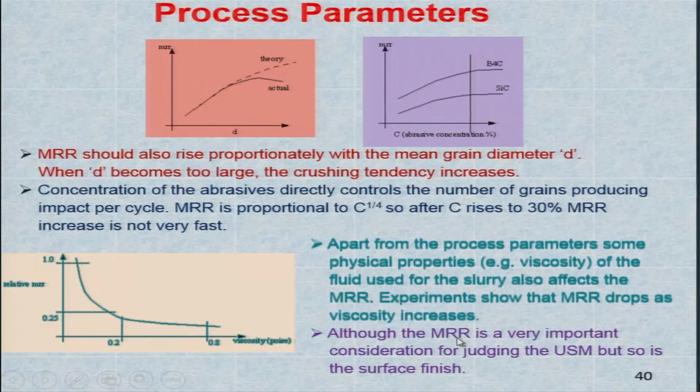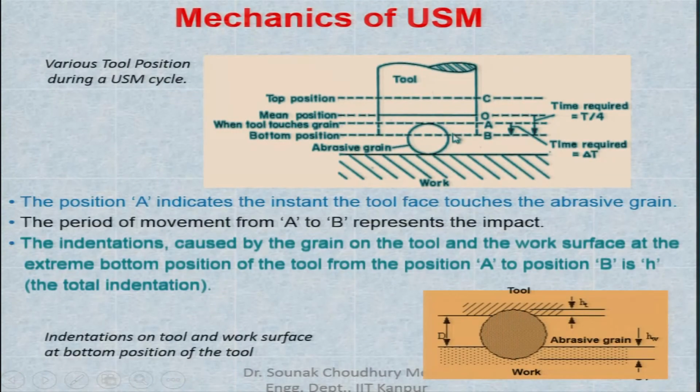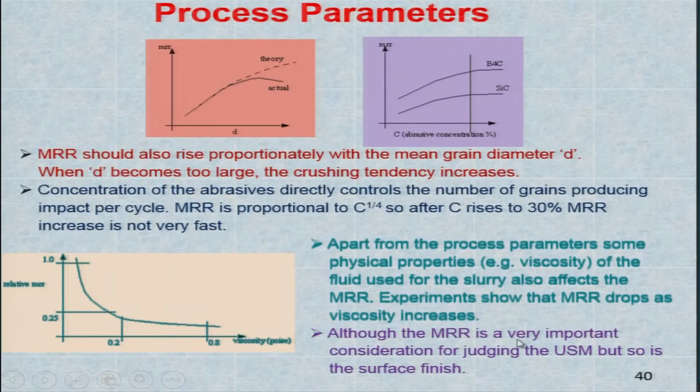Although the material removal rate is a very important consideration for judging ultrasonic machining, so is the surface finish. In the case of ultrasonic machining, the material removal rate is an important consideration, but the surface finish is similarly important. Material removal rate mostly gives you the production rate, and surface roughness matters because these are precise parts which are being made by ultrasonic machining.